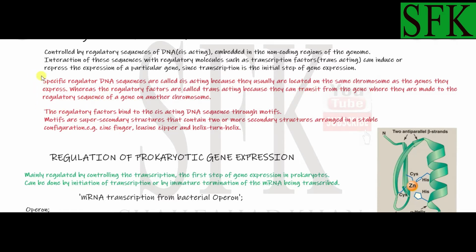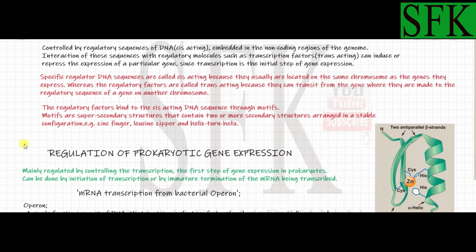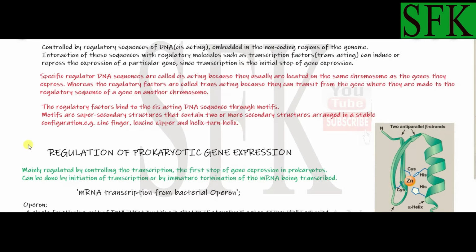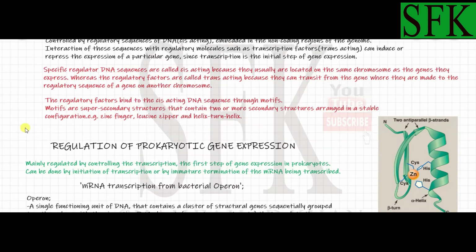So basically in this paragraph, we talked about why the DNA sequences are called cis-acting and why the regulatory molecules are called trans-acting. Quick review: the DNA sequences are cis-acting because they are located on the same chromosome as the genes they are controlling, and the regulatory molecules are called trans-acting because they can transit from the gene where they are made to the regulatory sequence of a gene which they have to control or regulate.